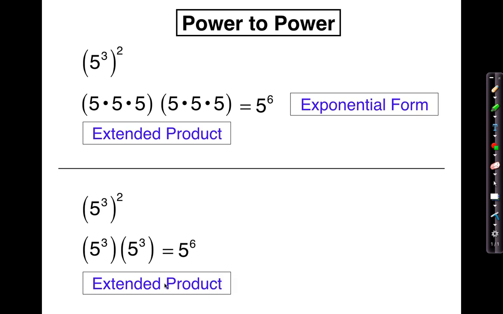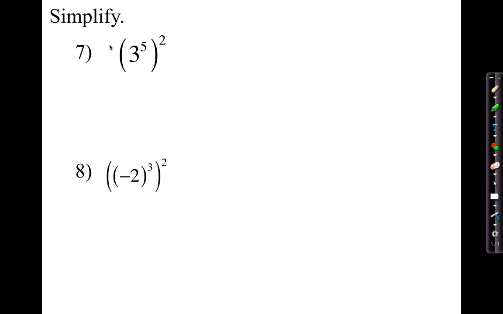Again, using the extended or expanded product definitely helps to get you to an exponential form. It makes it a good visual for you to see. At this point, I'm going to review a couple more examples before I give you an opportunity to see what you can do. Here, what I like to do is focus on, okay, so what is being squared? 3 to the 5th is. So I'm going to write 3 to the 5th 2 times.